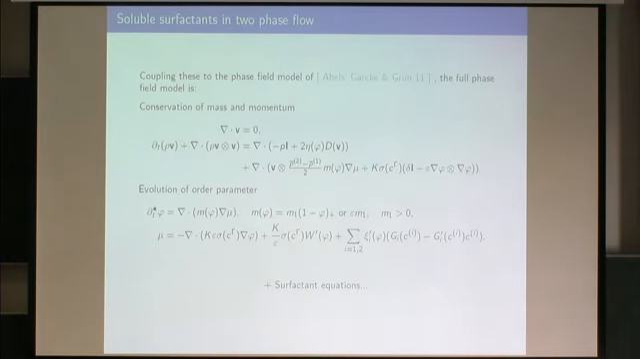Coupling these to the phase field model of Abels, Garcke, and Grün, the full phase field model looks like this. The first two lines are the conservation of mass and momentum. So these two are the incompressible Navier-Stokes equations, with two extra terms to account for different mass densities of the fluids and also surface force effects. The order parameter phi is governed by an equation of Cahn-Hilliard type. Here for m phi, we choose the mobility to be a degenerate mobility, or a mobility that's constant but scaled with epsilon. And then our model requires the surfactant equations.